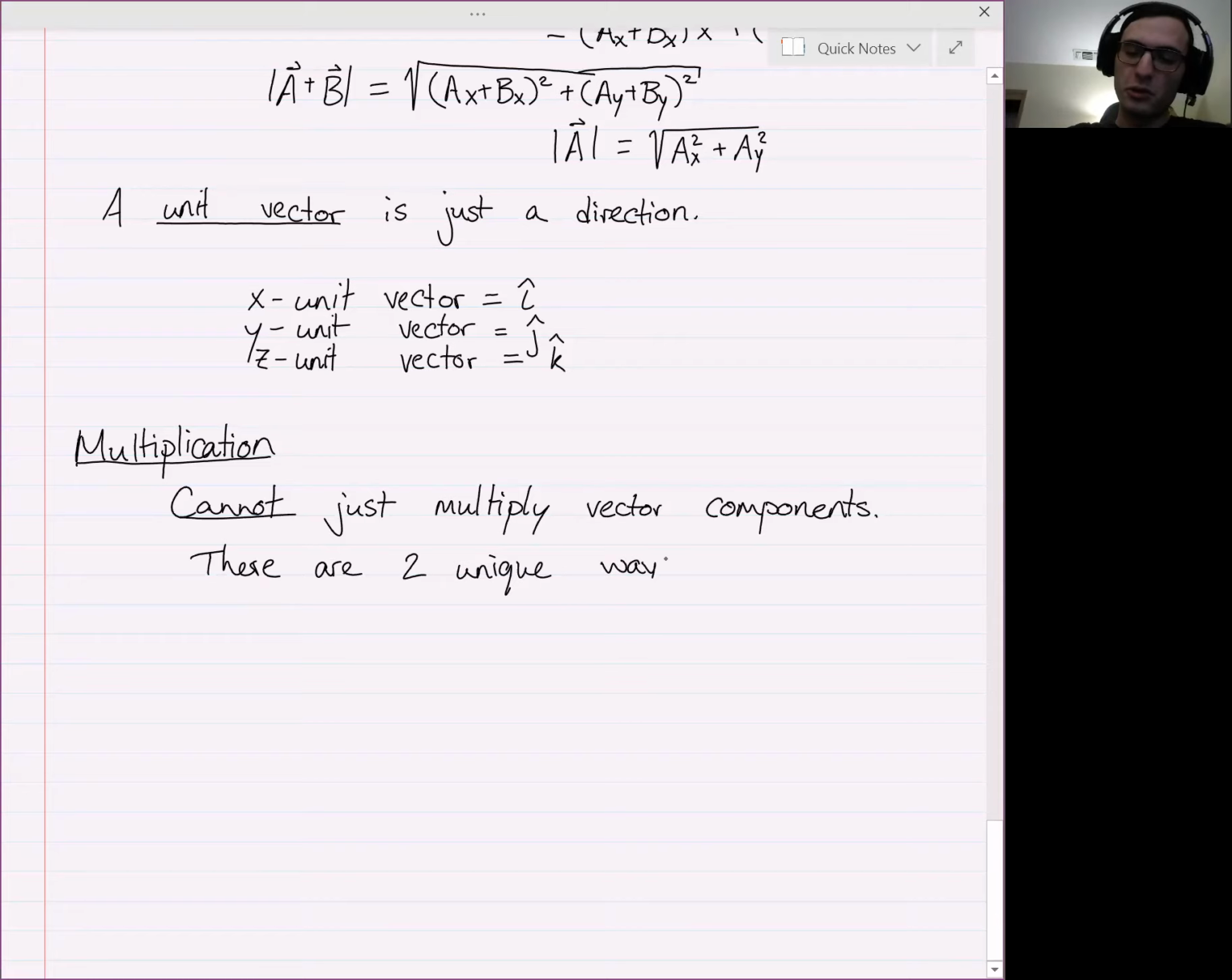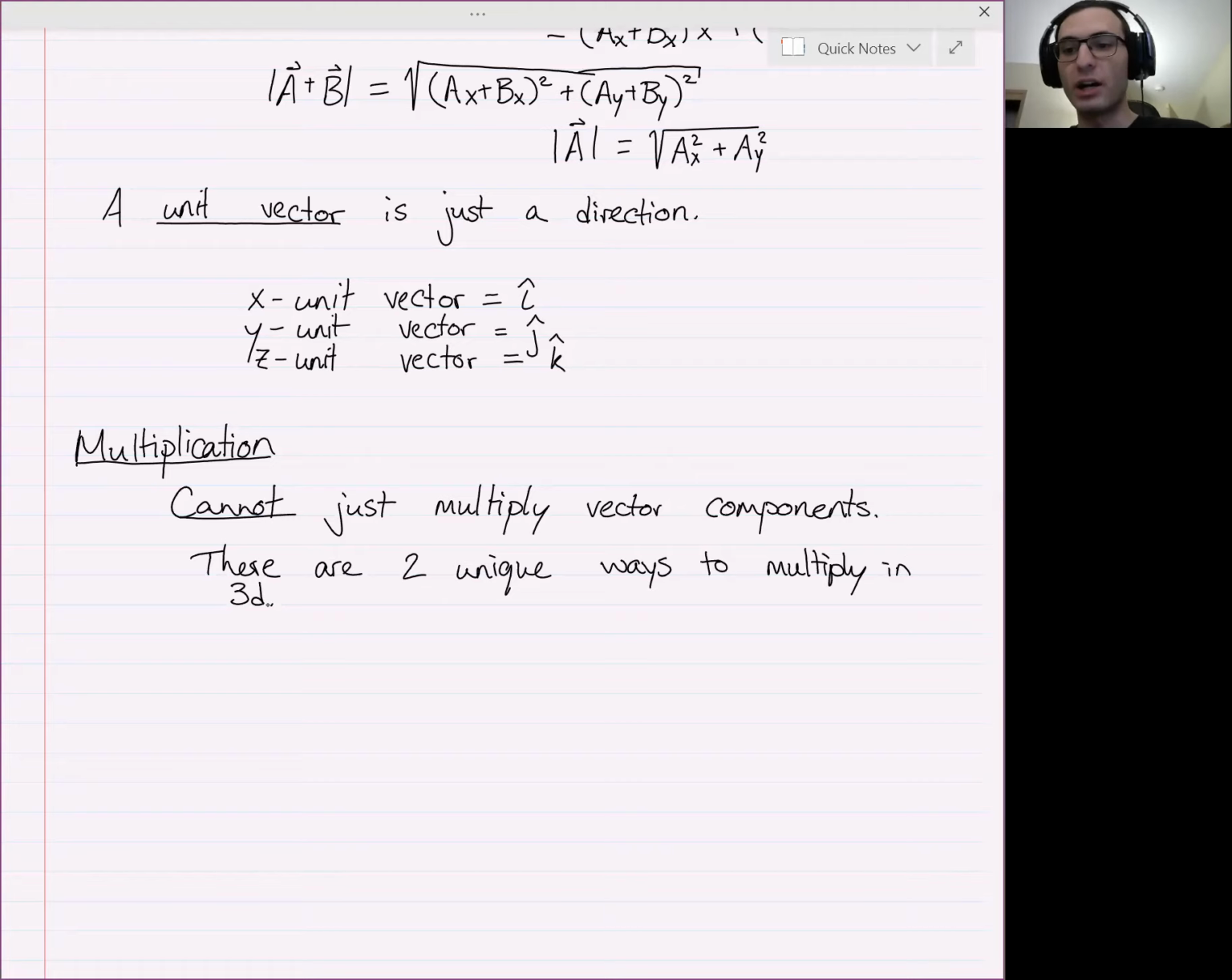Now, I say in 3 dimensions. So in any number of dimensions, whether you're in 2D or even one-dimensional vectors, or maybe even higher, 4D, 5D, 6D, whatever, there's always at least one way that you can multiply vectors. And that's the first way that we're going to talk about.